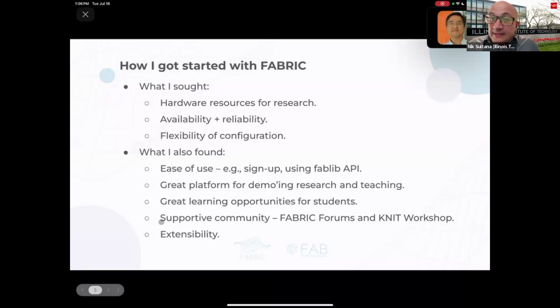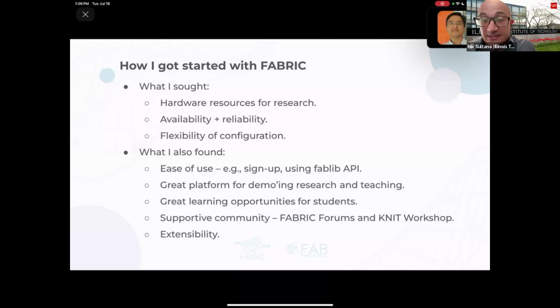And finally, there is a supportive community. This is a joy that, if you're running into problems, obviously you try your utmost to solve them yourself, but there is a whole body of knowledge that has been accrued over time. You can learn from other people's problems. And so in the form of the forums and also the Nik workshop, it's a pleasure to engage in that sort of spirit.